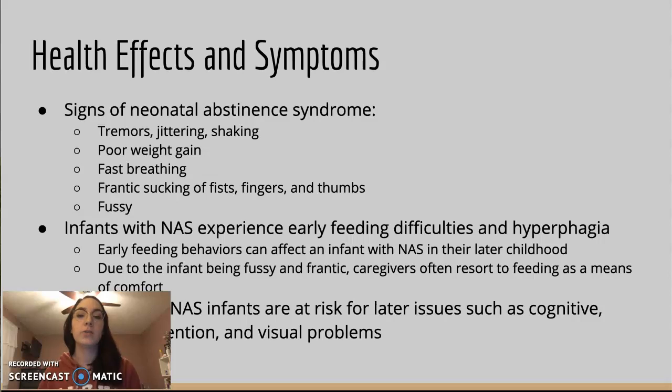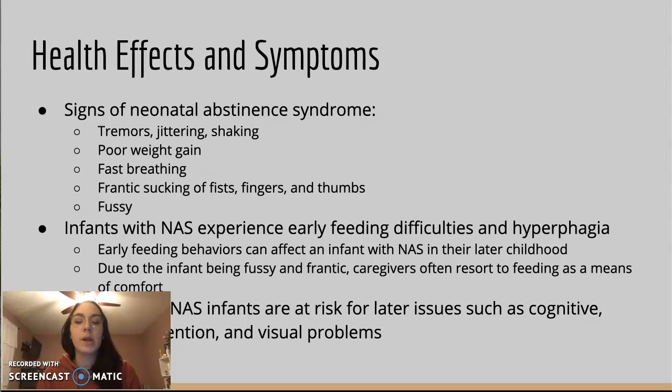I remember when I took childhood development in high school, and this was the class where you had to take a baby home to take care of it for a couple days. My teacher had a baby that showed the signs of neonatal abstinence syndrome. And it showed all these signs. It would tremor, it would shake, it would cry, it was fussy. And other symptoms are poor weight gain, fast breathing, frantic sucking of fists, fingers, and thumbs. And also not the greatest of feeding habits.